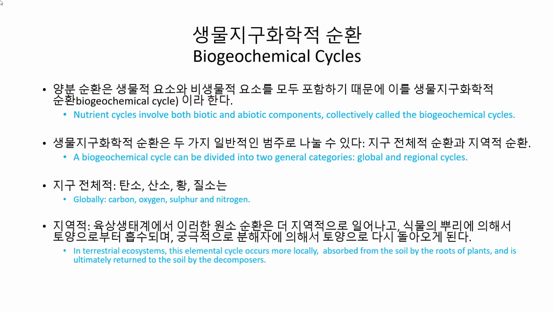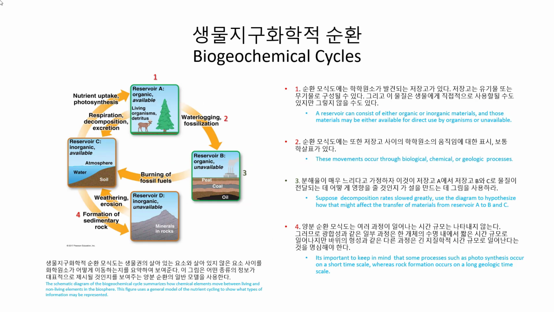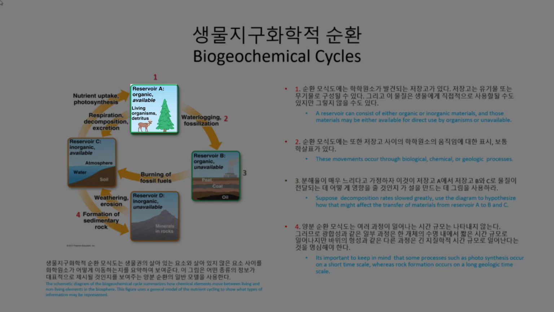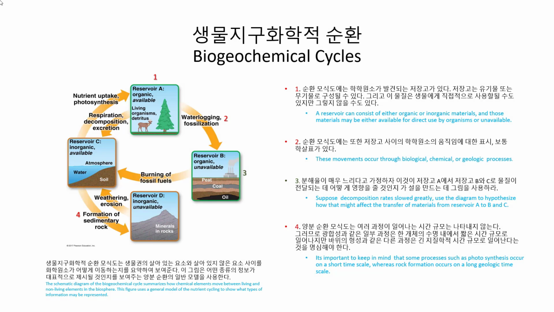So what does a biogeochemical cycle look like? On the left-hand side of the slide there is a biogeochemical cycle. A biogeochemical cycle summarizes the movements of a chemical element between living and non-living components of the biosphere. The nutrients in living organisms and detritus, reservoir A, are available to other organisms when consumers feed and when detritivores consume non-living organic matter. The low pH and low oxygen levels found in the waterlogged sediments of swamps can inhibit decomposition, leading to the formation of peat.